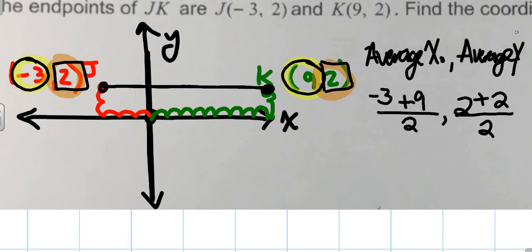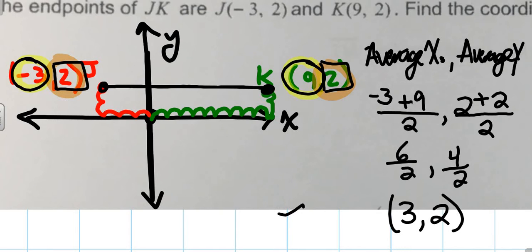-3 plus 9 is 6 divided by 2. 2 plus 2 is 4 divided by 2. 6 divided by 2 is 3. 4 divided by 2 is 2. And this is our midpoint, M. Let's see if it works. What's nice is when you graph this, it actually looks like the answer.